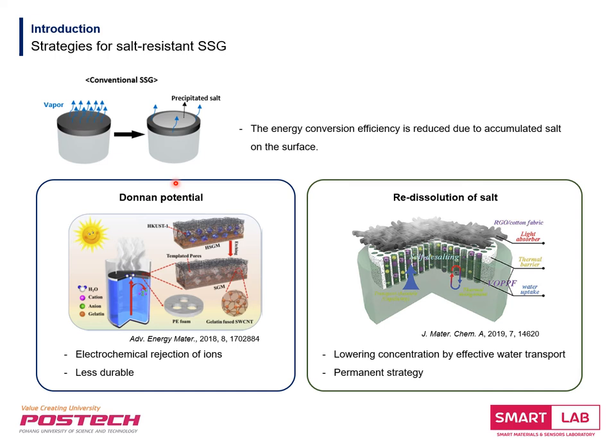The first strategy for salt-resistant SSG is Donnan potential. A charged layer generates Donnan potential and rejects ions electrochemically. However, it demands nanopores and is not durable. The second one is redissolution of salt. A vertical microchannel or hydrophilic layer lowers the concentration of salt by effective water transport, so it is a permanent strategy.